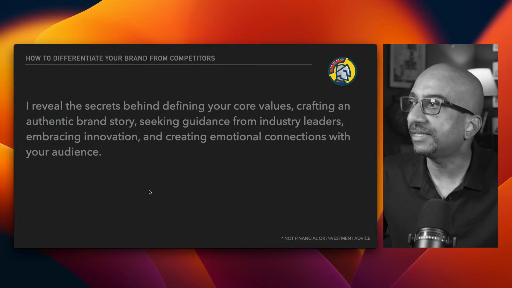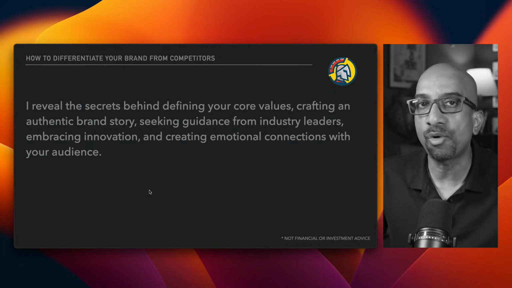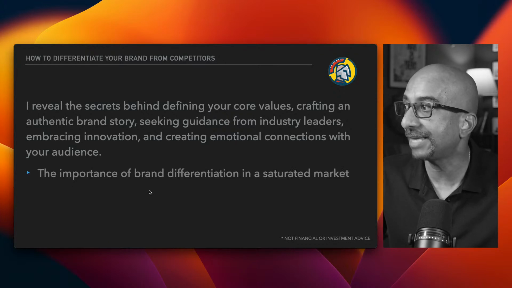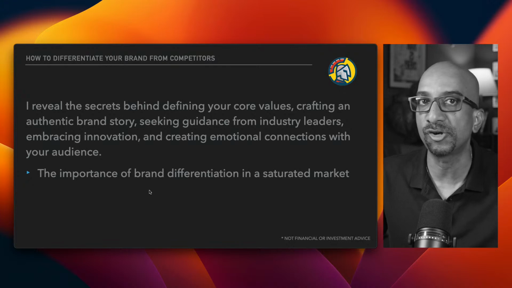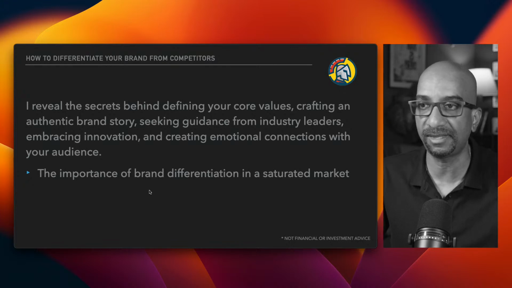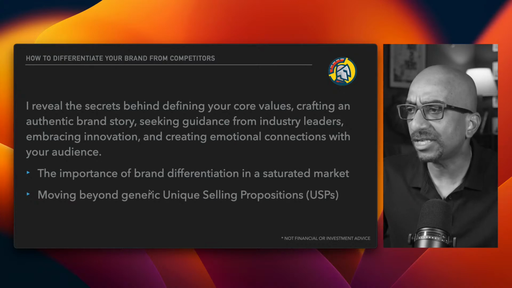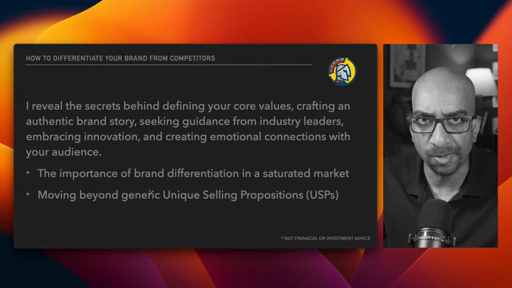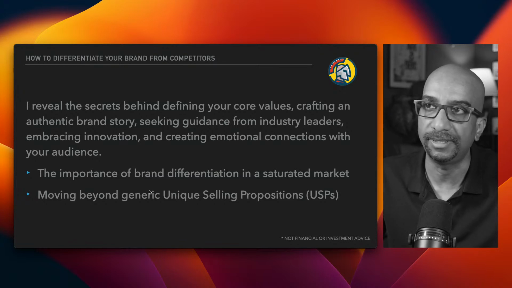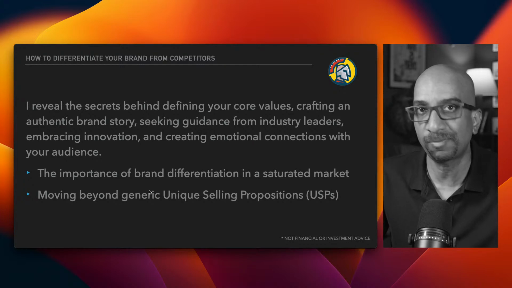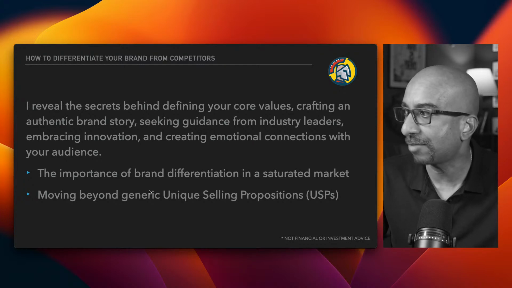Let's start with the secrets behind defining your core values, crafting an authentic brand story, seeking guidance from industry leaders, embracing innovation, and creating emotional connections with your audience. These are the things we'll talk about. So, especially when it is a saturated market, your brand differentiation is very important, very critical. In fact, it's critical for all brands at all stages, but especially if you're in a saturated market.